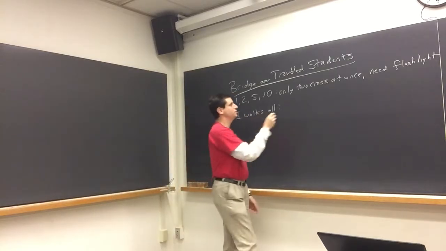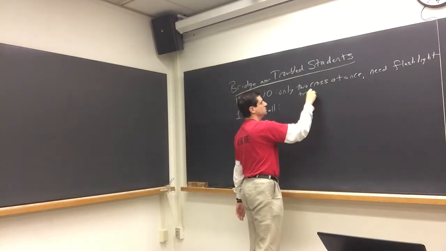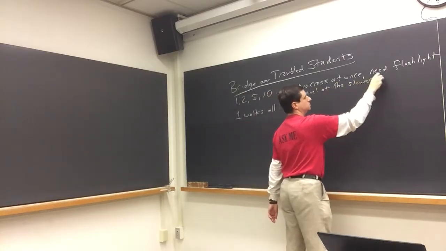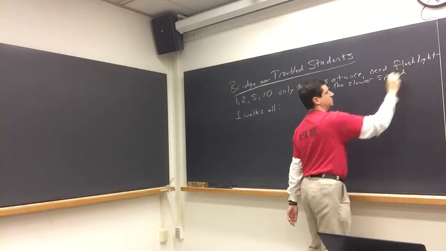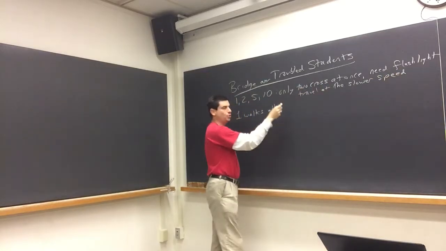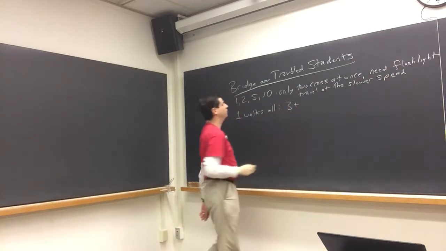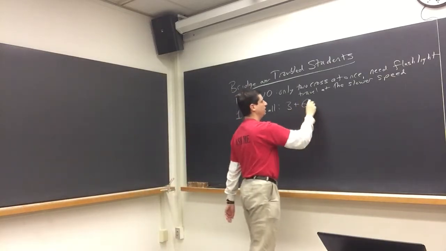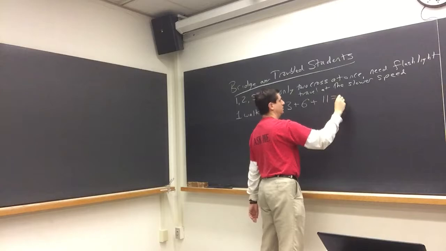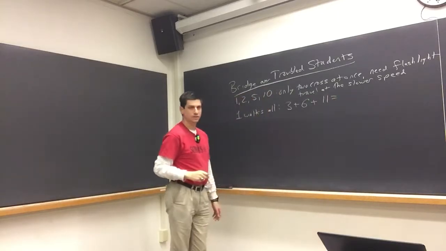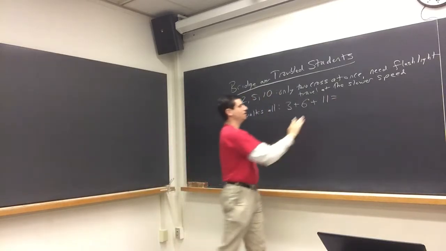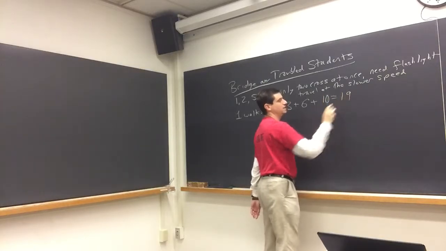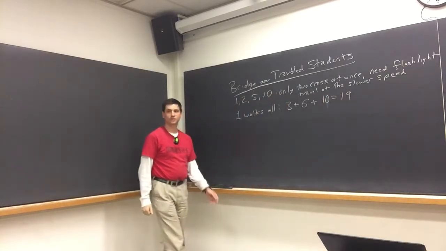3. So I didn't say this: you travel at the slowest speed. So for 1 to walk 2 over and back would be 3. For 1 to walk 5 over and back would be 6. And to walk 10 over and back, so that's 20? Oh, it doesn't need to come back. Good. So it's 19. Right?